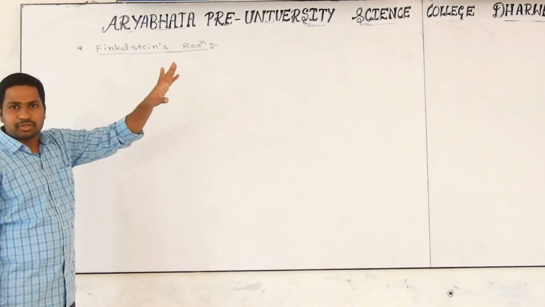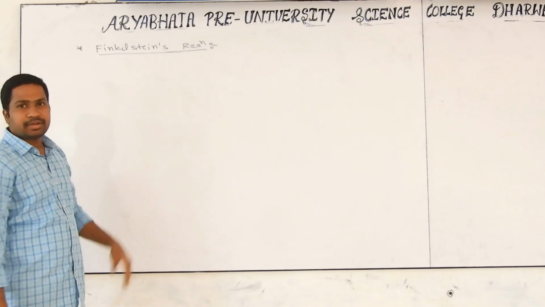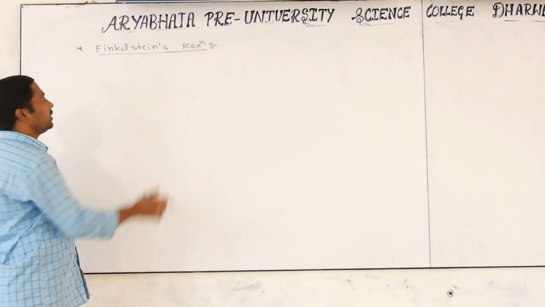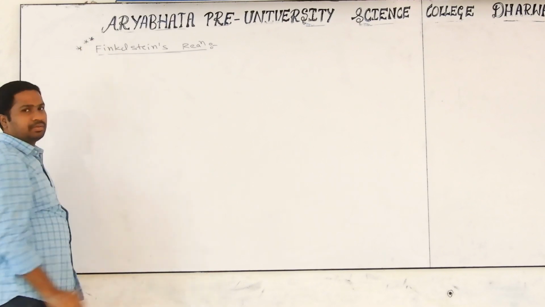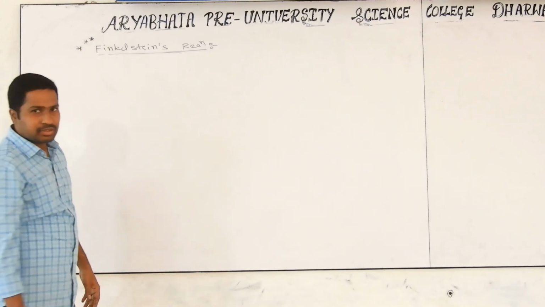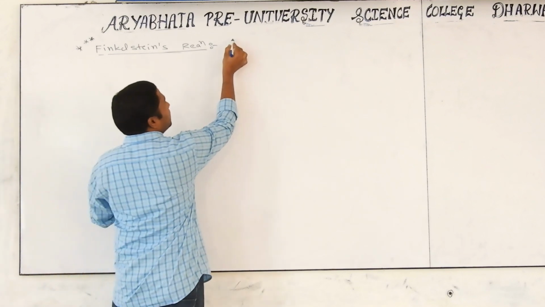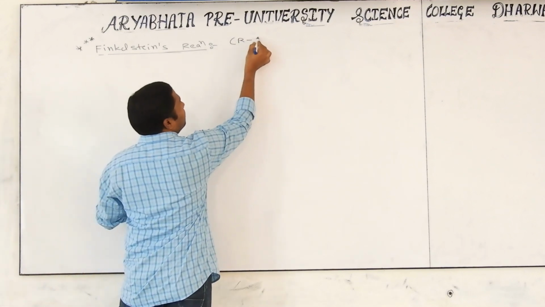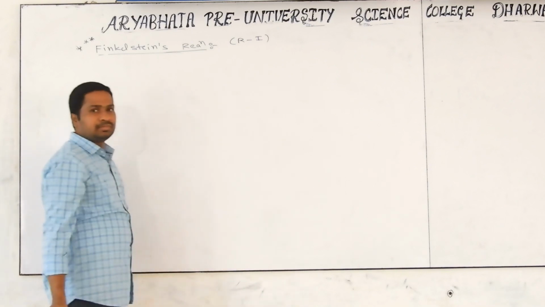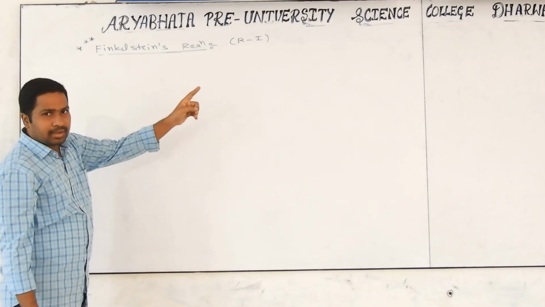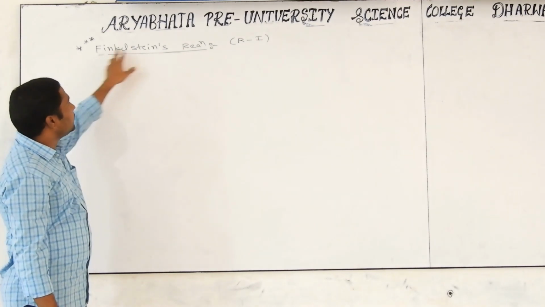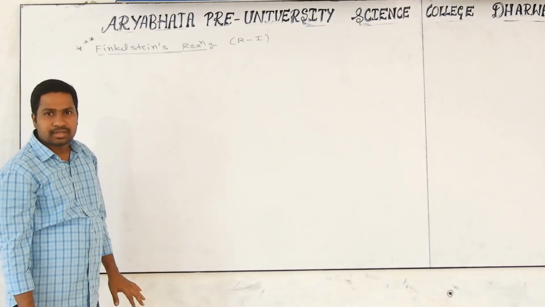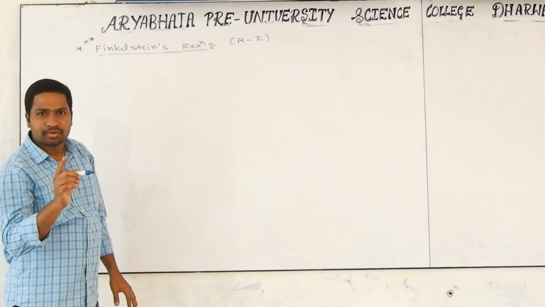And 3 more preparations will be pending. One is the Finkelstein reaction. It is also one of the named reactions asked in competitive as well as theory examinations. So it is also one of the preparation methods for alkyl halides, especially for the preparation of alkyl iodides. If you want to prepare alkyl iodides, it's the most convenient method. Easily you have to remember Finkel I. The Finkelstein reaction is especially for the preparation of alkyl iodides.